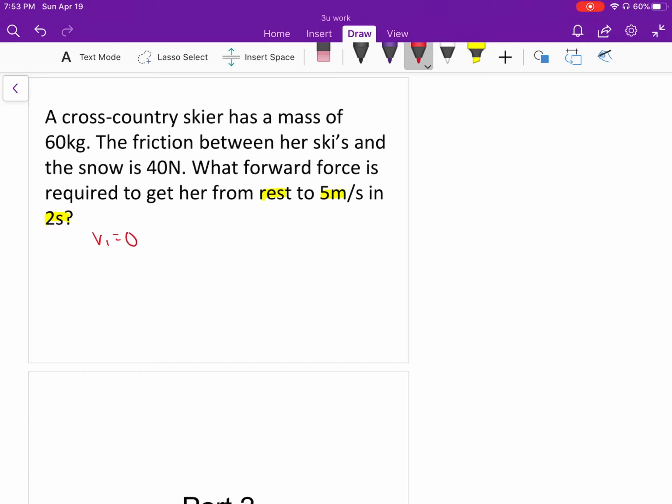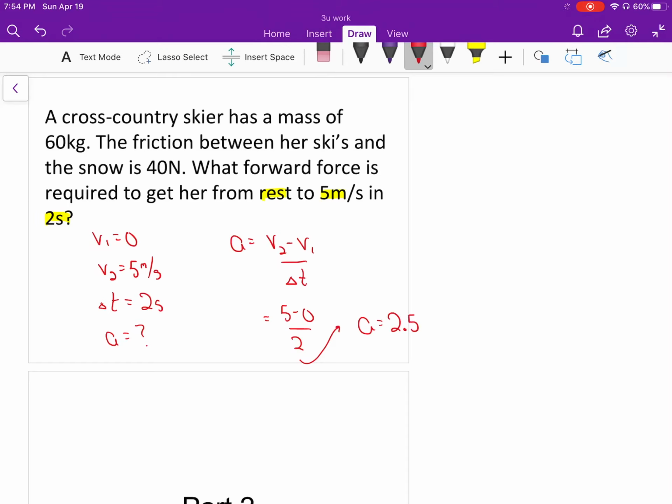She started from rest. She got to a speed of 5 in a time of 2 seconds. Newton's second law is all about acceleration, so that's what we're going to try and find. This particular setup, we don't care about d, so that's this equation, v2 minus v1 all over t. 5 take away 0 all over 2. That means our acceleration is 2.5 meters per second squared.